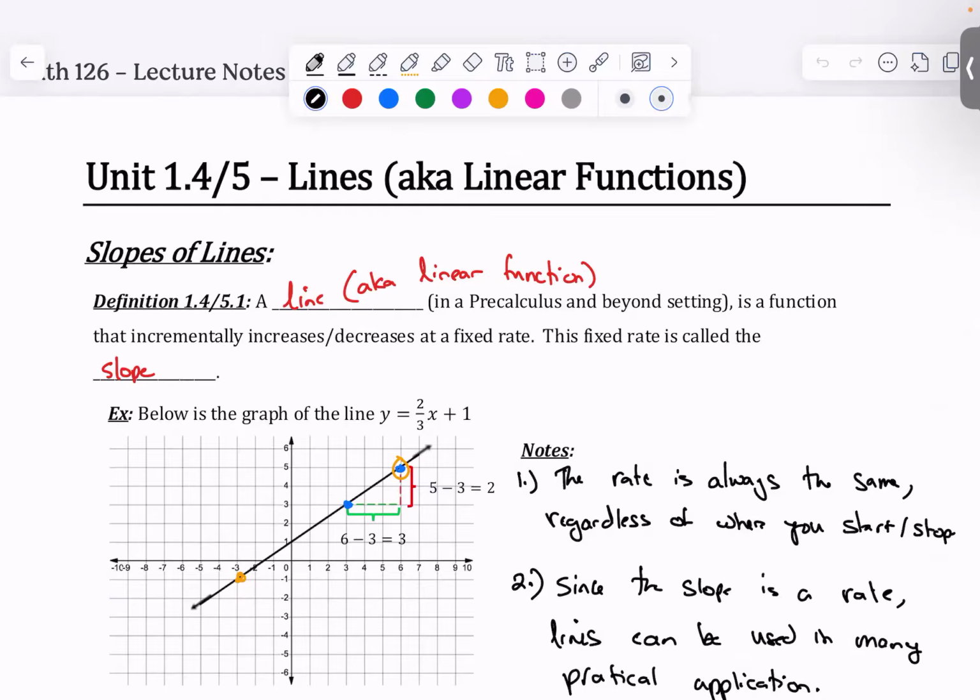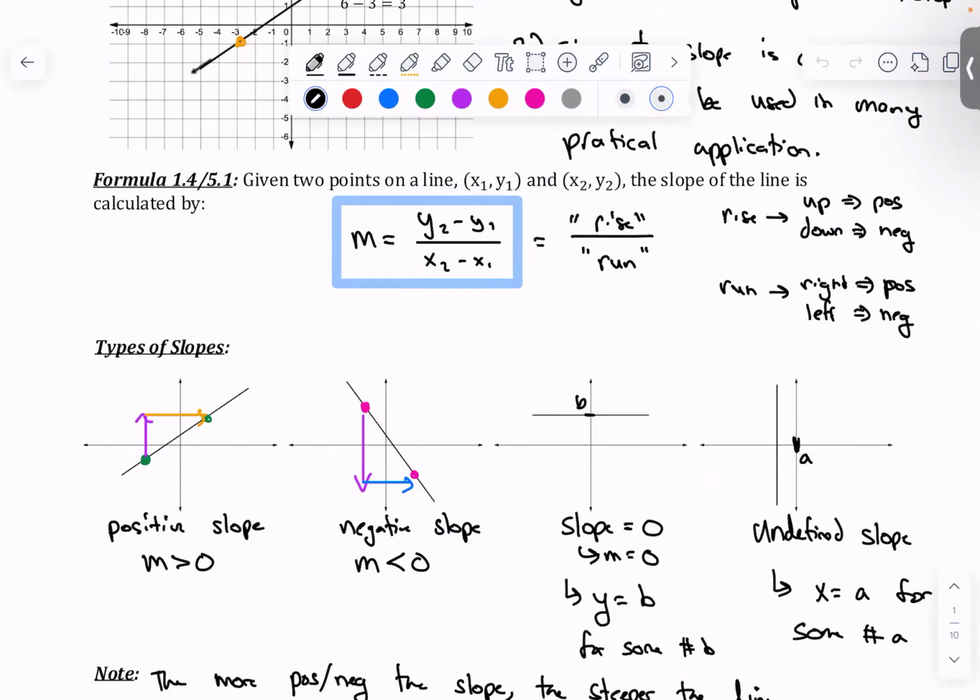Anyways, so we already saw the slope formula for the line. Y sub 2 minus Y sub 1 over X sub 2 minus X sub 1, or the rise over the run. And one of the important things, if you're going to be using rise over run, is that going up means a positive rise, going down means a negative rise. Going right towards the positive values is a positive run, and going left towards the negative values is a negative run.